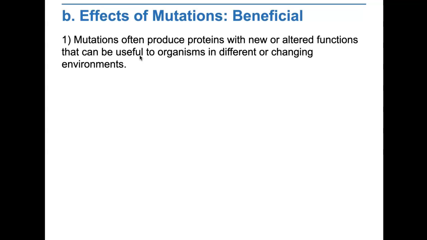Some of the variation produced by mutations can be highly advantageous to an organism or species. Mutations often produce proteins with new or altered functions that can be useful to organisms in different or changing environments. Plant and animal breeders often make use of good mutations.